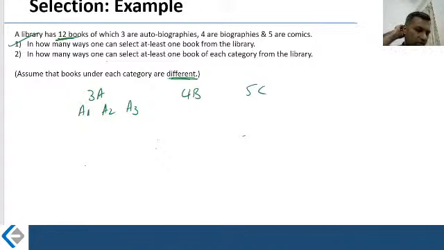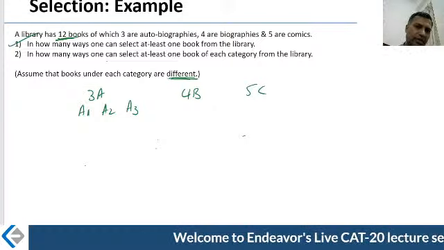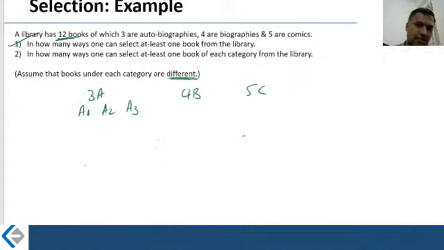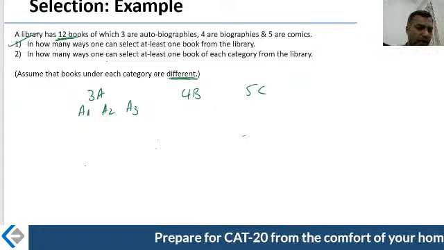Maybe different authors: A1, A2, A3, different authors. One was on Benjamin Franklin, the other one is Isaac Newton, right? The third one can be on Rabindranath Tagore. Autobiographies, they wrote about themselves. Let's assume A1, A2, A3, autobiography books are there.